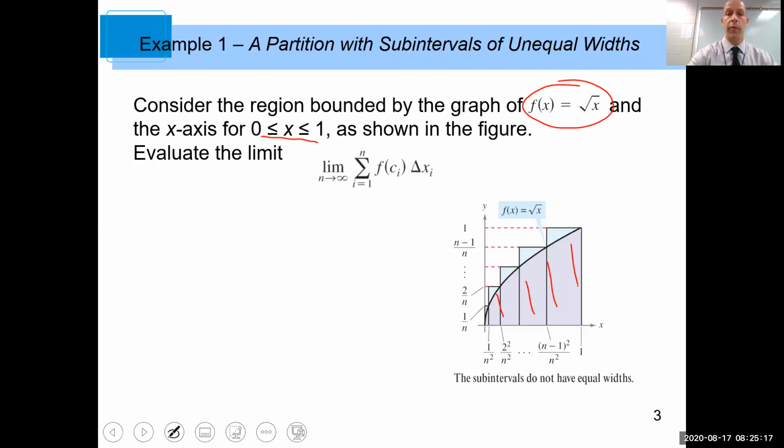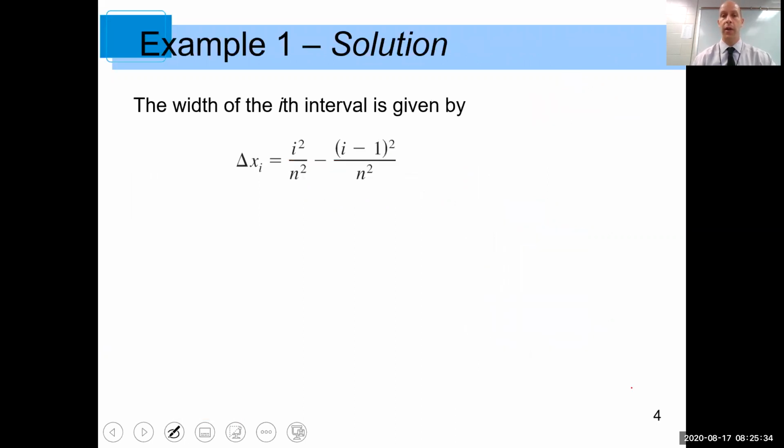If you recall from last year, we had something that looked like this: the limit as n goes to infinity of the sum of f of c sub i delta x sub i. This is the formula that got us the area. It should be noted that the intervals do not have to be equal, but in practice we typically do make them equal. So first of all, how do we find the delta x sub i's?